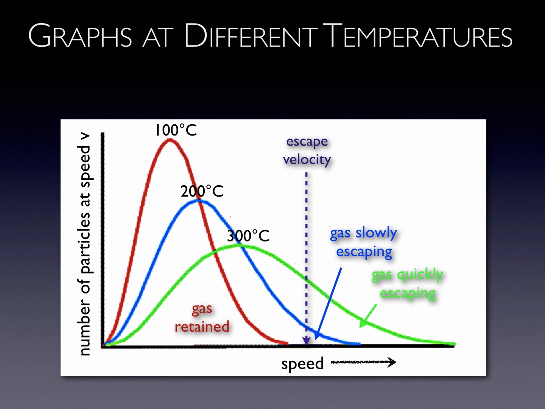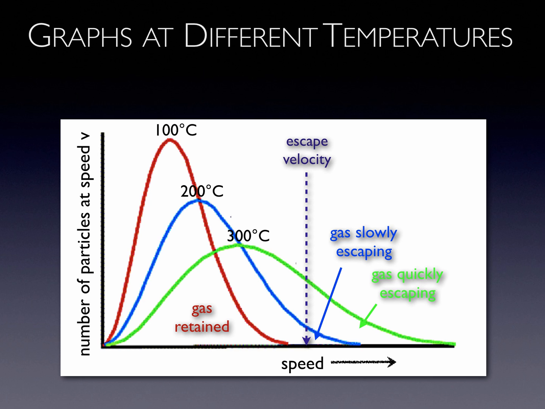This graph depicts the distribution of the particles of a gas at different temperatures. These can very loosely be compared to a bell curve or normal distribution of grades in a class. These are actually not normal distributions. At 100 degrees, the temperature is low enough, and the speeds of the particles slow enough, that even the fastest moving particles don't escape into space.